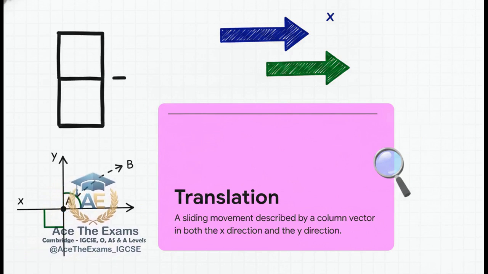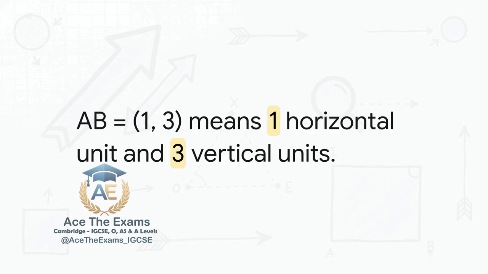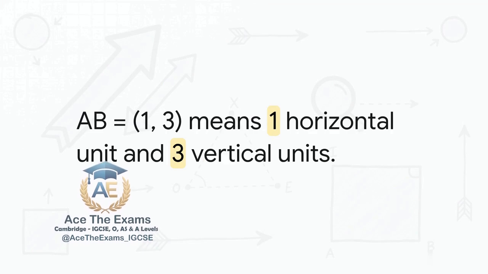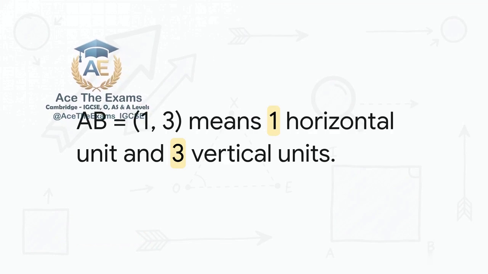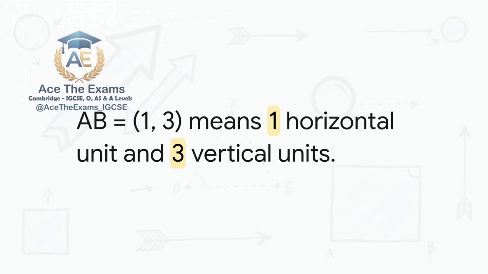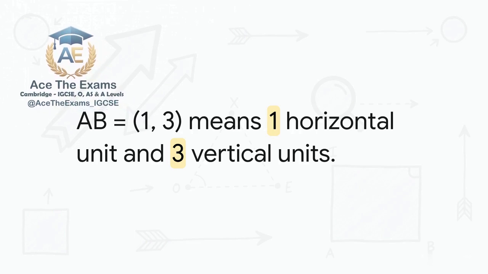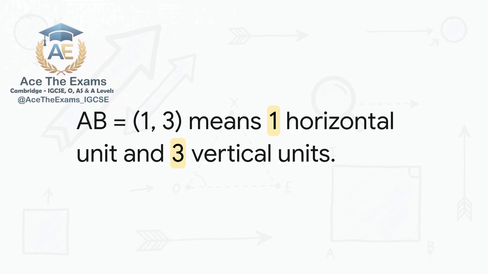Take vector AB, for example. That top number, 1, tells us to move 1 step horizontally to the right. The bottom number, 3, tells us to move 3 steps vertically upward. It's really straightforward. Positive numbers mean right and up, while negative numbers mean left and down. Once you can read that column, you can map literally any straight line movement in the world.